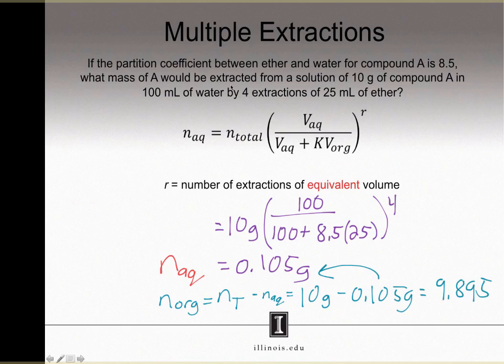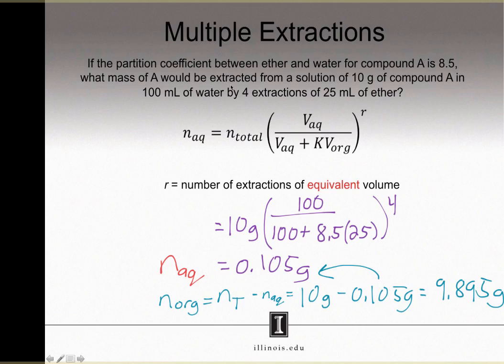9.895 grams. Notice how this value is much higher than what we had just solved for on the previous example. Previously, we extracted just under 90% of compound A. Here, we extract almost 99% of compound A. What makes this so impressive is that we used the same volume of organic solvent. All we changed is how we used that volume.